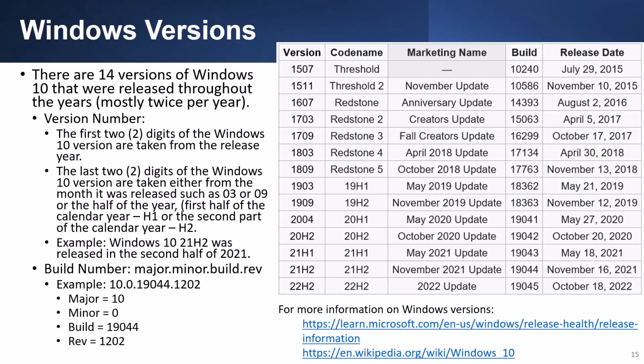The build number is formatted major.minor.build.rev. For example, 10.0.19044.1202. The major version is 10, the minor version is 0, and the build is 19044. The rev is 1202.